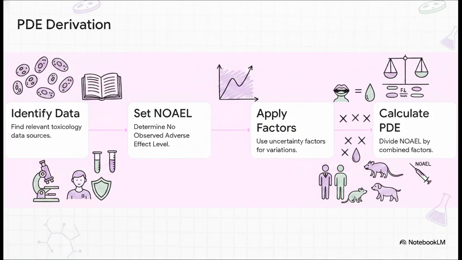Step 3. Apply uncertainty factors. We often multiply by factors of 10 to account for things like interspecies differences or just individual human variation. We also have to make route-specific adjustments, right? Because it matters if the drug is oral, topical, or parenteral. And finally, Step 4. Calculate the PDE by dividing the NOAEL by those combined uncertainty factors. What you're left with is a deeply scientifically defensible daily exposure limit, one that will absolutely withstand inspector scrutiny.